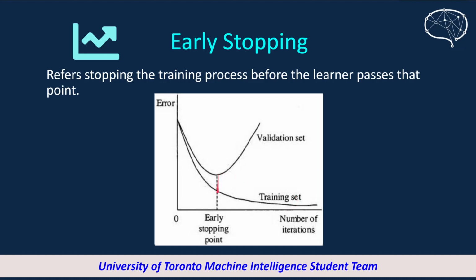And we want to stop right here, before the validation error goes up, which means that this point is probably the best point we want to have in training, so that the model has the best performance, the best ability to generalize its prediction to other data.